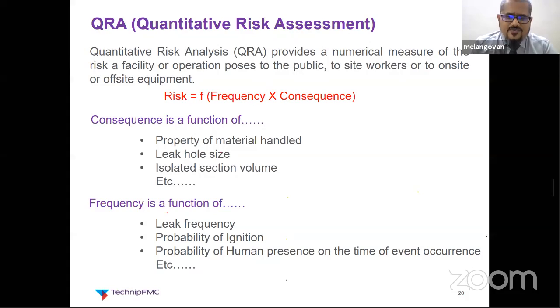Likewise, the probability of human presence at the time the event occurs. Even if it is ignited, is it affecting the person or not? It depends upon whether the person is standing there at the time the fire is happening, or is stationed somewhere away. Likewise, a number of factors need to be studied to get to the risk. Again, this QRA is a complex subject, which itself requires a detailed discussion. I'm not getting into that part. I'm just giving you the concept behind doing the QRA.